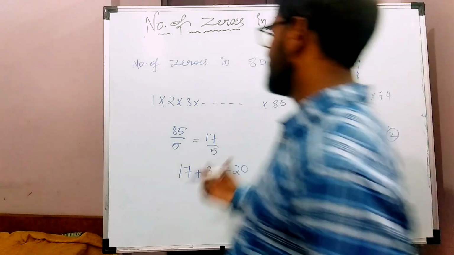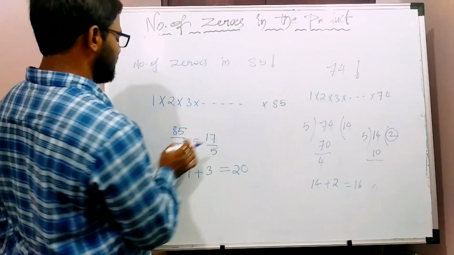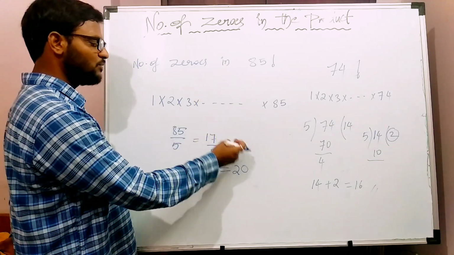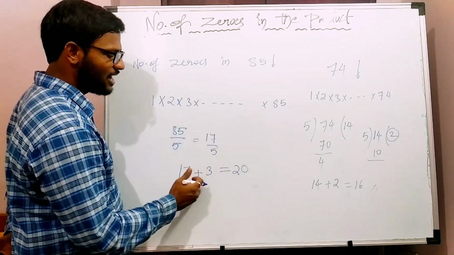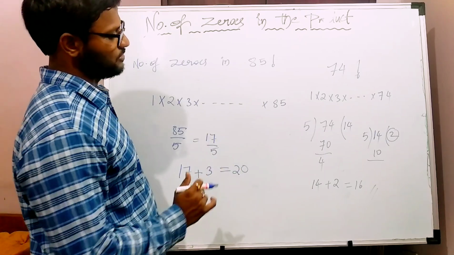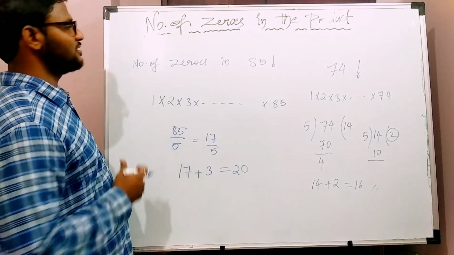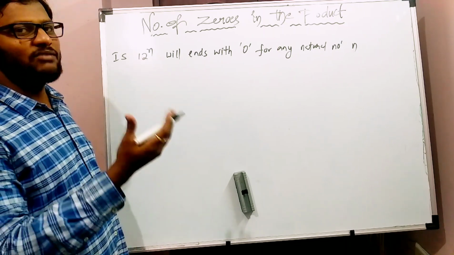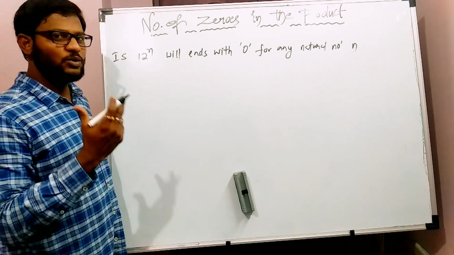Okay, simple. Take the last value and divide it by 5. If the quotient is more than 5, again you have to divide by 5. Then add them. Then we'll get the number of zeros. Okay, so this is a kind of problem. See, for any product to end with 0, that product should have 2 and 5.